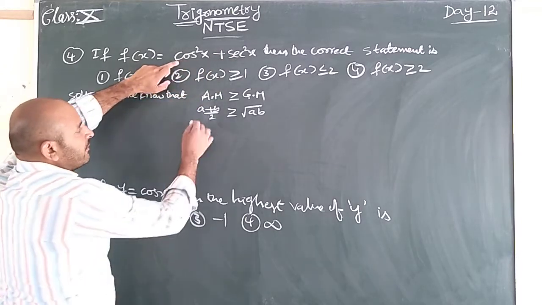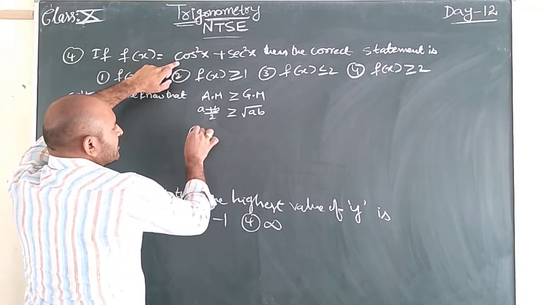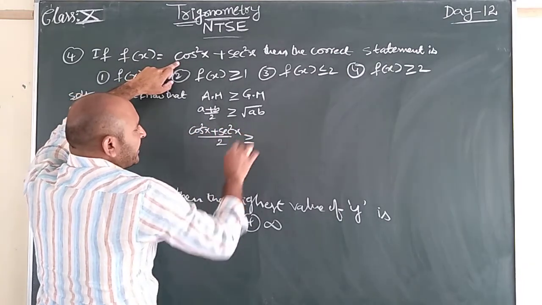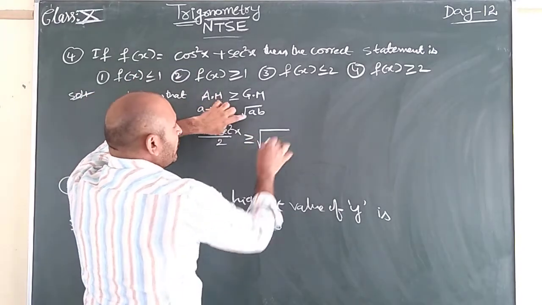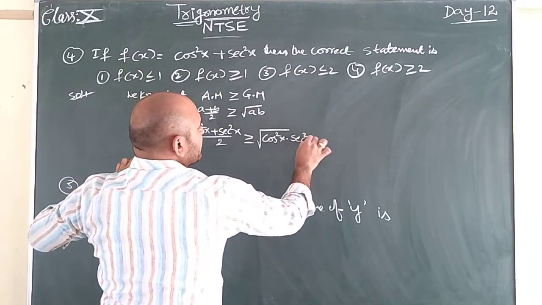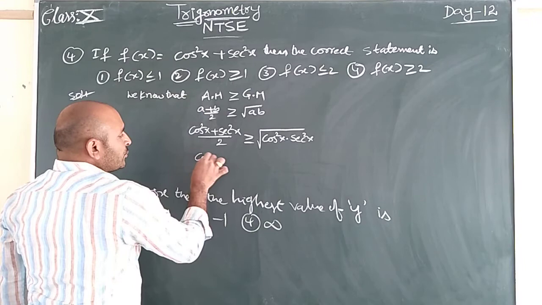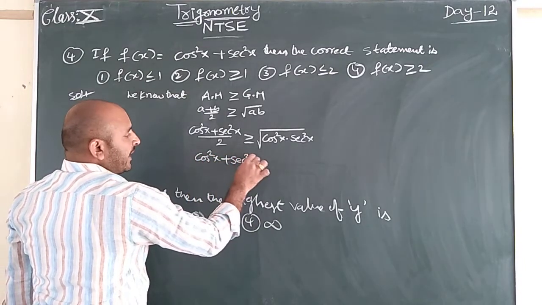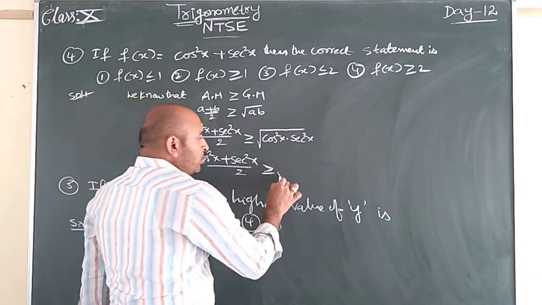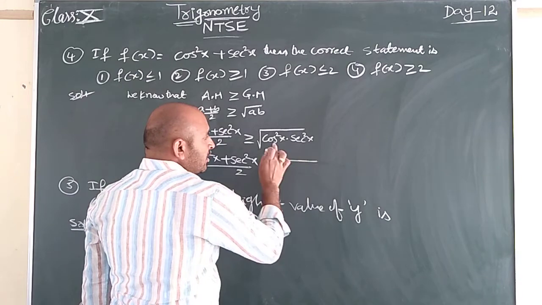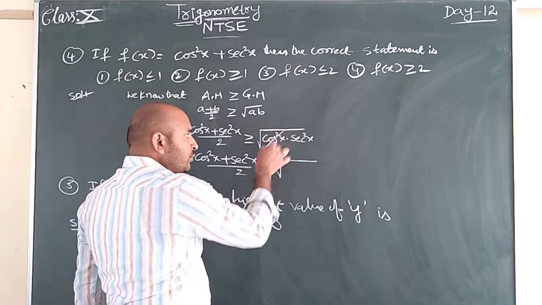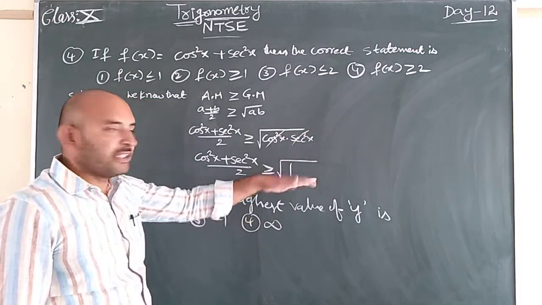So taking the given function values, a is cos square x and b is secant square x. So (cos square x plus secant square x) by 2 is greater than or equal to root of cos square x into secant square x. Cos and secant are reciprocal, secant square x means 1 by cos square x, so they cancel and you will get 1.